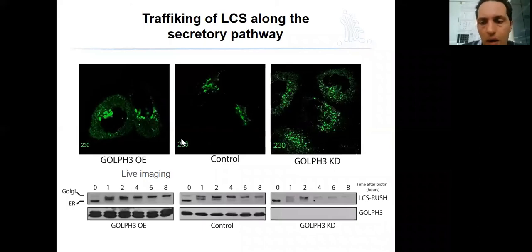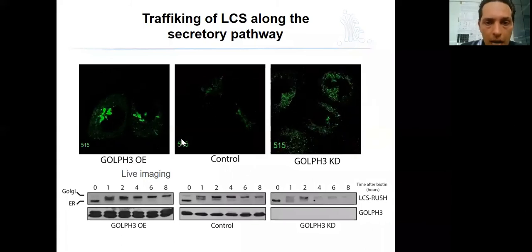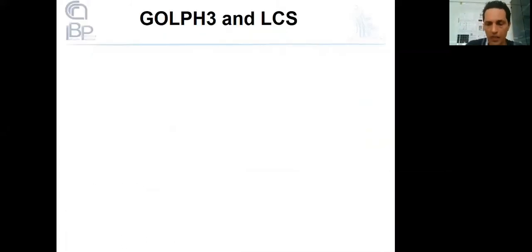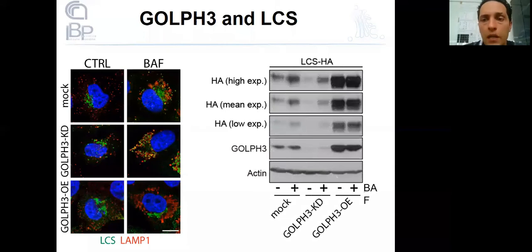And this can also be followed biochemically. It's also interesting to note that even in control cells, there is a leakage of this enzyme to these puncta. These spots are lysosomes, as you can see in this experiment, and as can be emphasized by the use of bafilomycin, which is an inhibitor of lysosomal degradation. So the enzyme upon GOLPH3 knockdown appears in these spots, which are lysosomes, while the normal leakage of the enzyme that is observed also in control cells is completely abolished upon GOLPH3 overexpression. And the same experiment can also be followed biochemically.